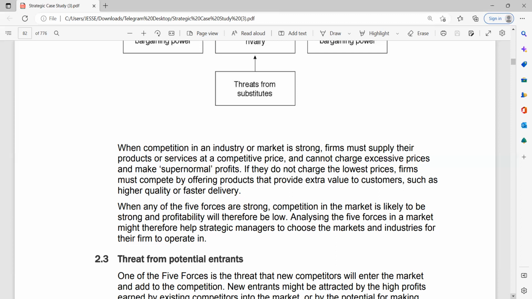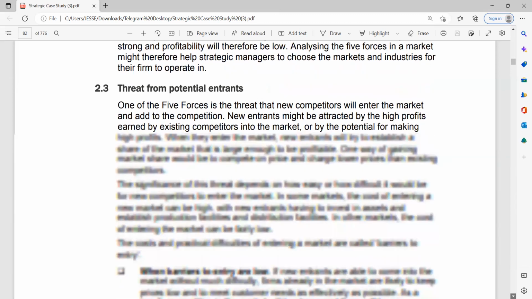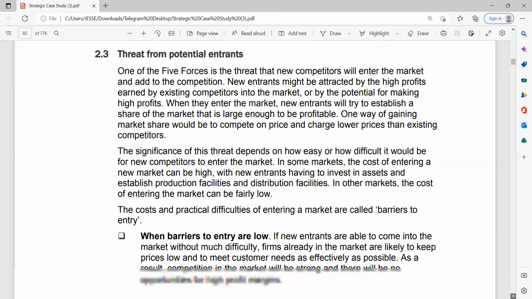When any of the 5 forces are strong, competition in the market is likely to be strong, and profitability will therefore be low. So let's look at number 1, threats from potential entrants.